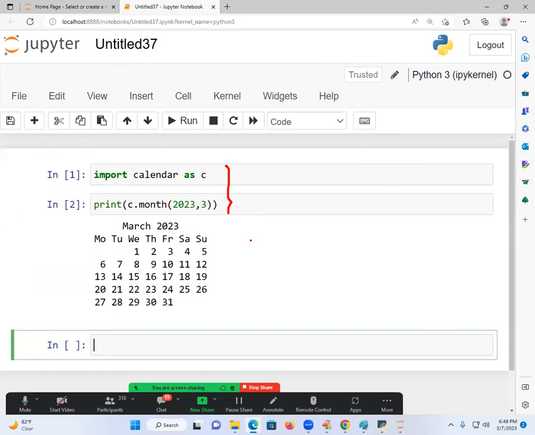You see Java code for developing this calendar. It will take a minimum of 25 lines of code. Is it easy to write 25 lines or 2 lines? The beauty behind this code is what? The module.